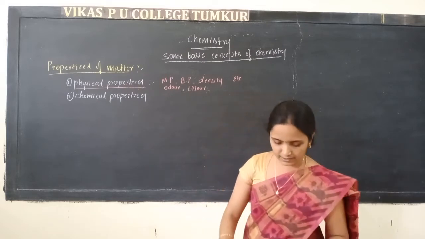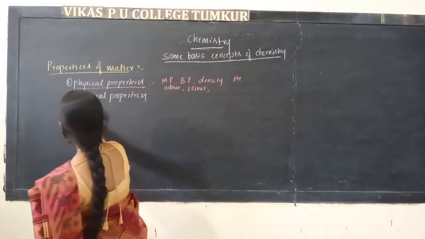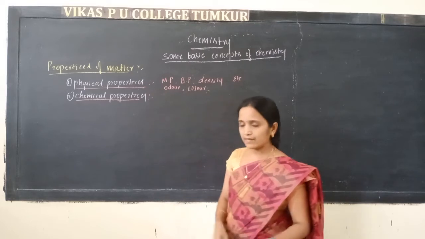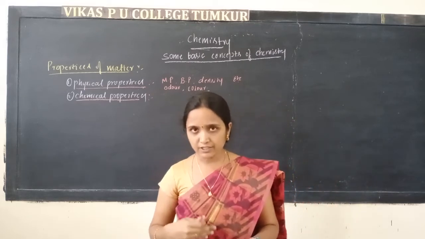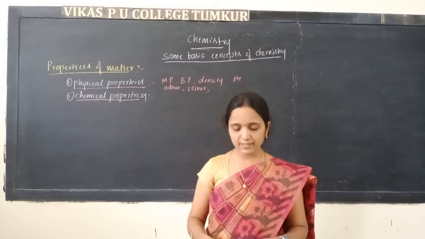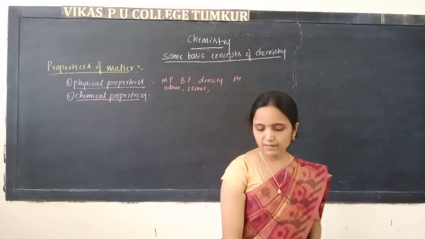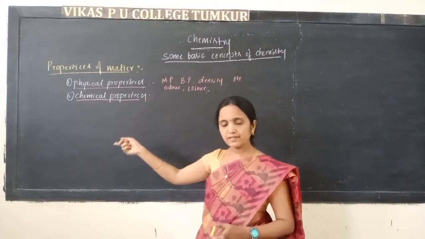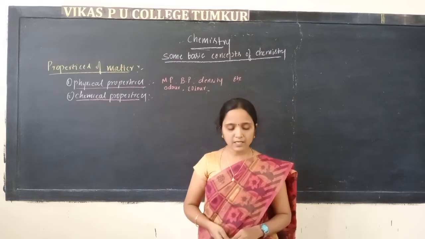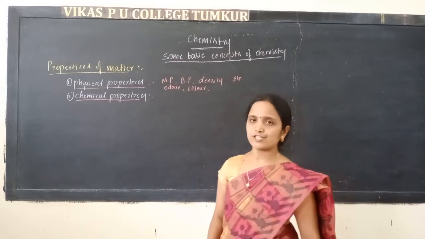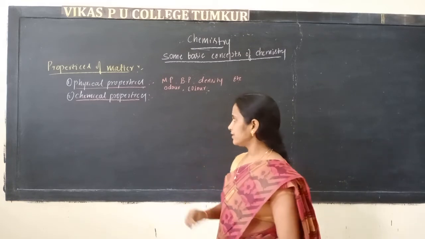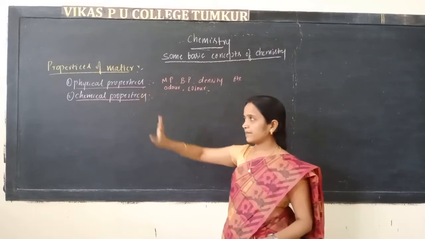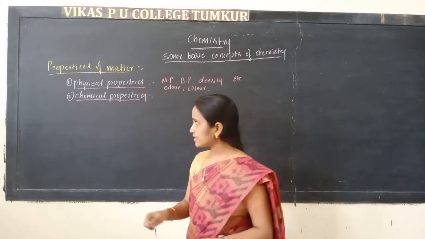Next come the chemical properties. Chemical properties are those properties whose measurement or observation requires a chemical change. Only then is it possible to measure or observe the chemical properties. An example of this is acidity.